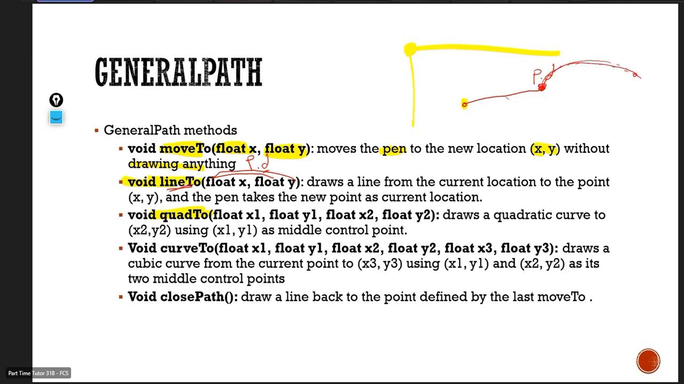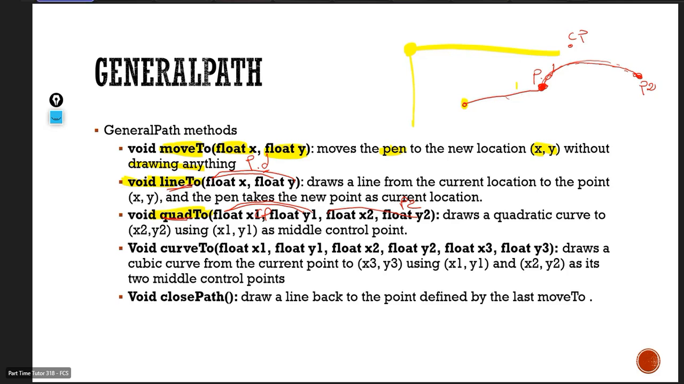So the pen is here. This is our destination point. I will use T2. And here we have a control point somewhere. So if you want to use quad two, you have to give here the coordinate of the control point, and then you have to give the coordinate of the destination point P2. And don't give the original point, because the original point is the last position of the pen.